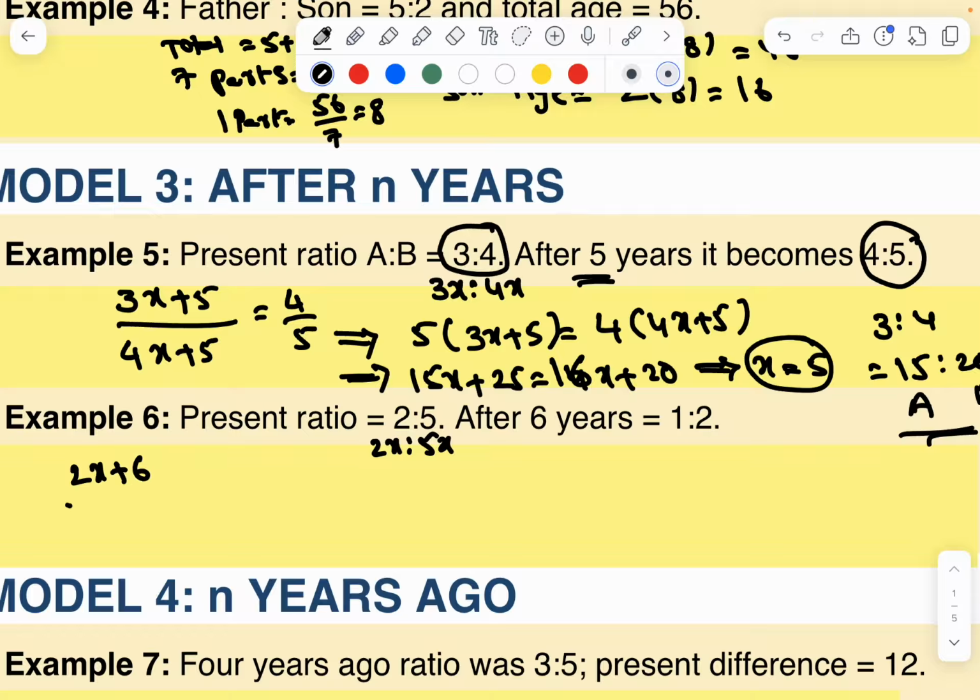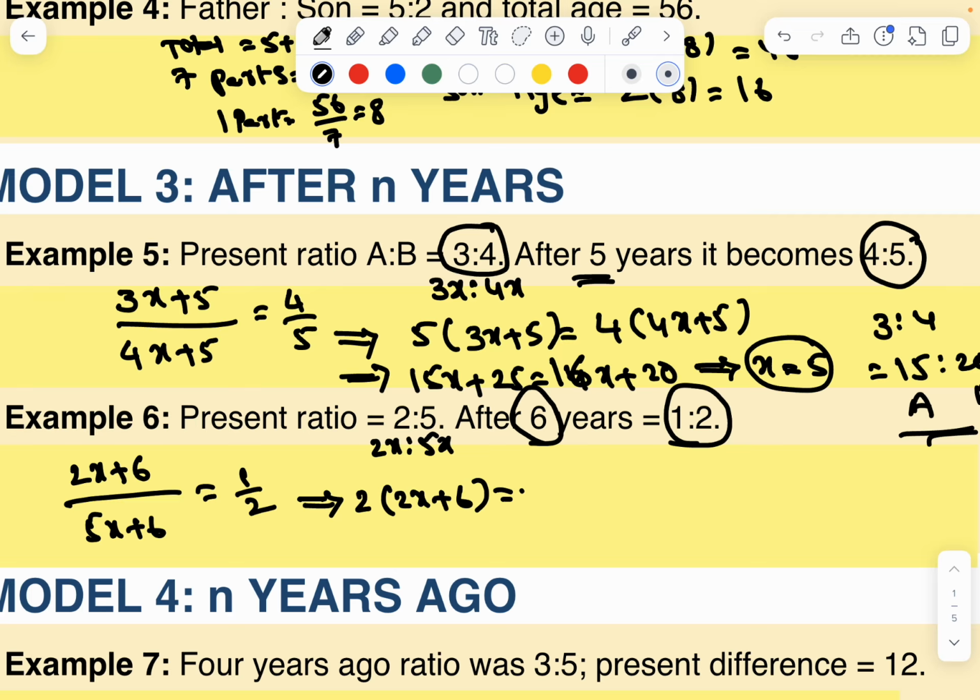2x plus 6 by. Why? Because here you can observe after 6 years, 5x plus 6 is equal to this ratio 1 by 2. That is equal to 2 into (2x plus 6) is equal to 5x plus 6. 4x plus 12 is equal to 5x plus 6. Therefore, x is equal to 6.